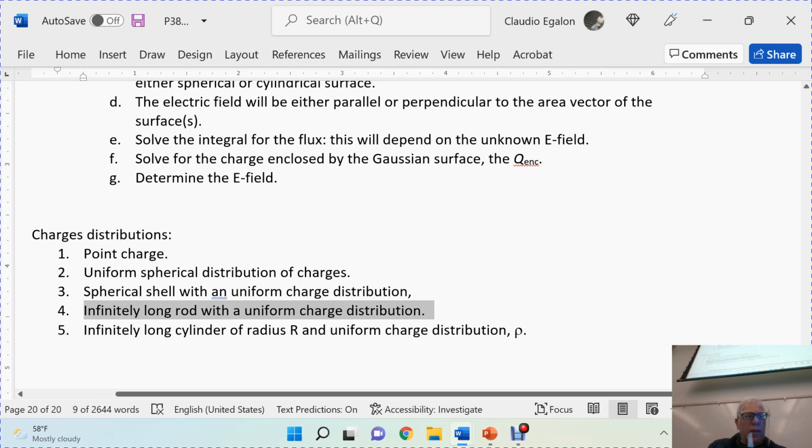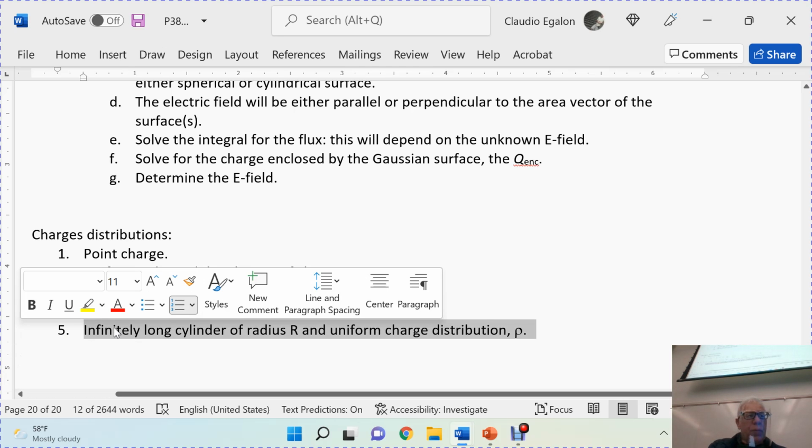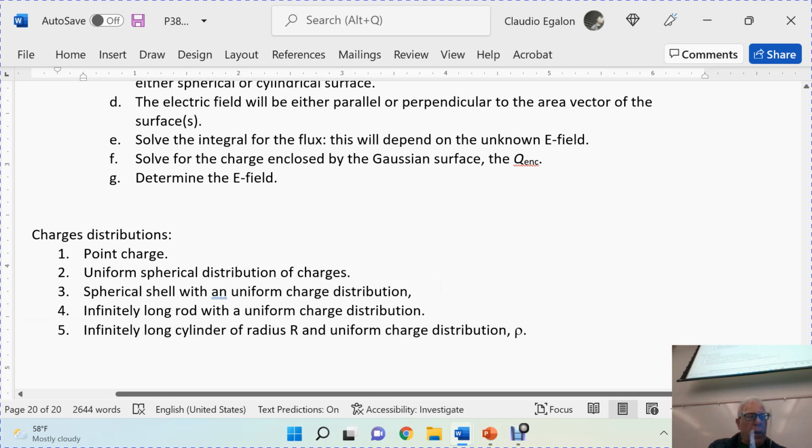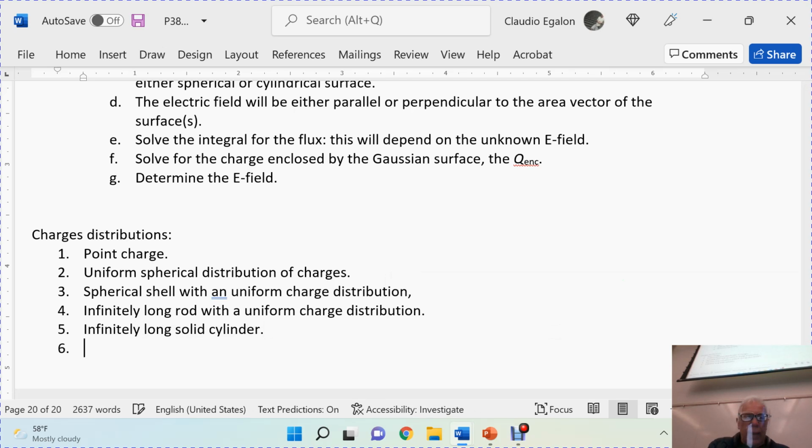Infinitely long cylinder of radius r. Okay. Infinitely long cylinder. Let me see. Solids. Infinitely long solid cylinder. Another one that we did, infinitely long cylindrical shell. We did that as well.